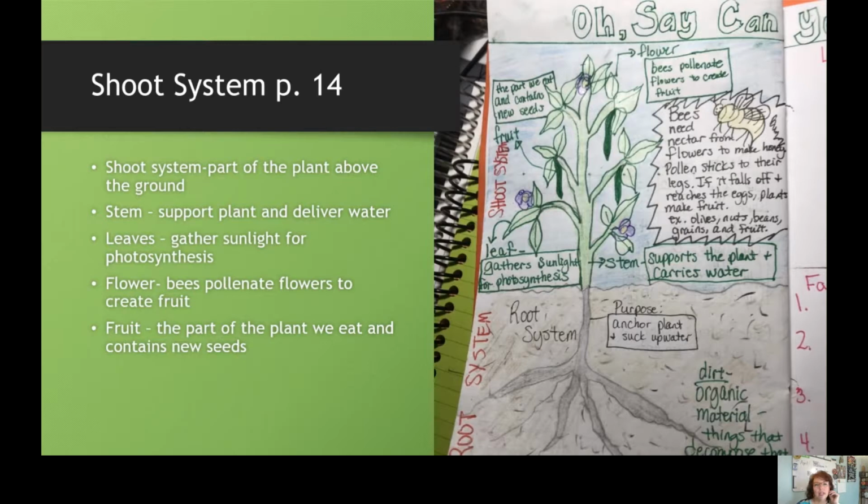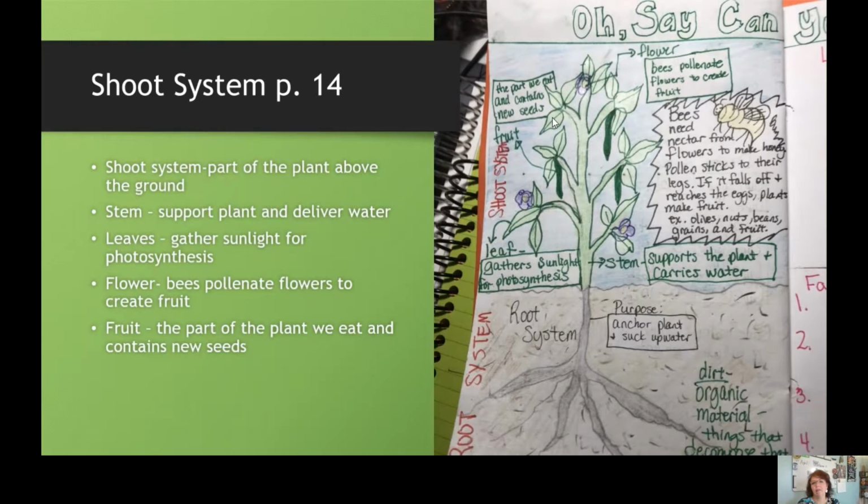The leaves gather light for photosynthesis. Big word. You're going to spell it several times, so you'll be good at it by the time we get there. This is all the shoot system. See it in red right here on the side? All right, then you have fruit, and these green beans I drew are the fruit. The plant has created green beans, the part we eat and contains new seeds.